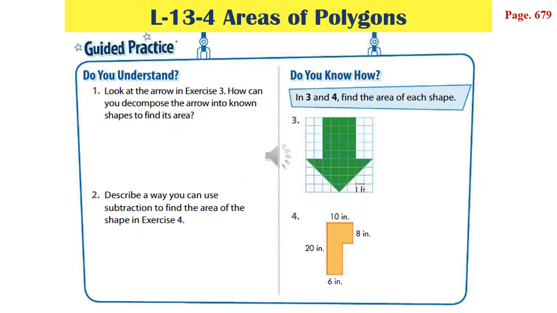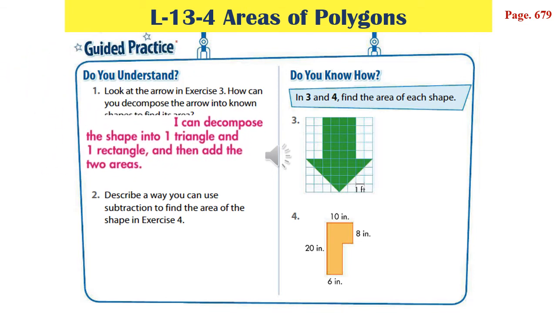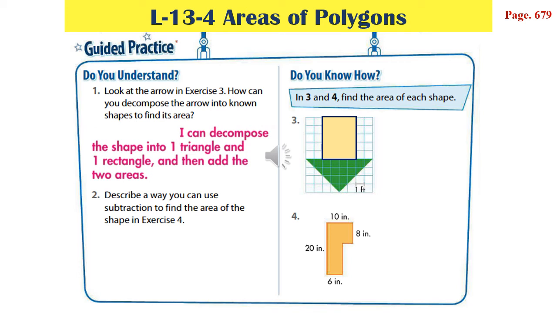Okay, dear students, now let's try the guided practice questions. We will try all questions. I need you to tell me the answers to each question. Okay. Guided Practice, Part 1. Do you understand? Question number 1. Look at the shape in exercise 1 and find its area. Very good. I can decompose the shape into one triangle and one rectangle, and then add the two areas.